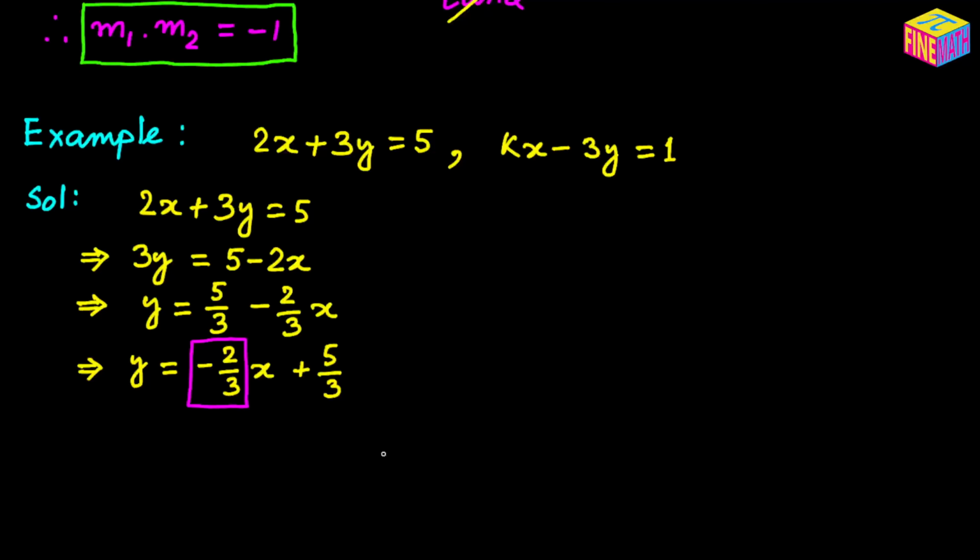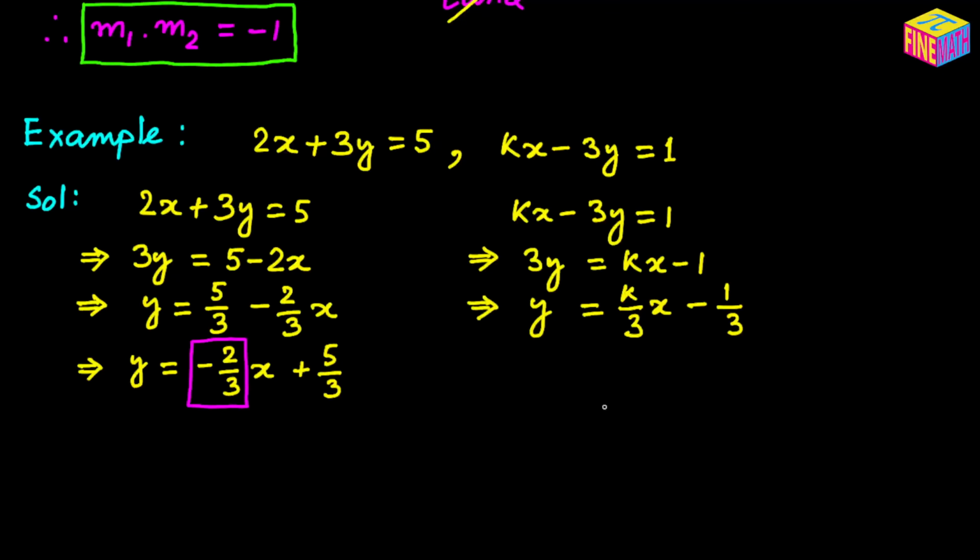Now let's do a similar thing for the second straight line. So I'm going to write it right here. For the second straight line, we can say, okay, this is kx - 3y = 1. And then let's try to keep 3y on one side, and we're going to get something like this. And then if we divide both sides by positive 3, we're going to get something like that. And here you can clearly see that the slope of the second straight line is actually k divided by 3.